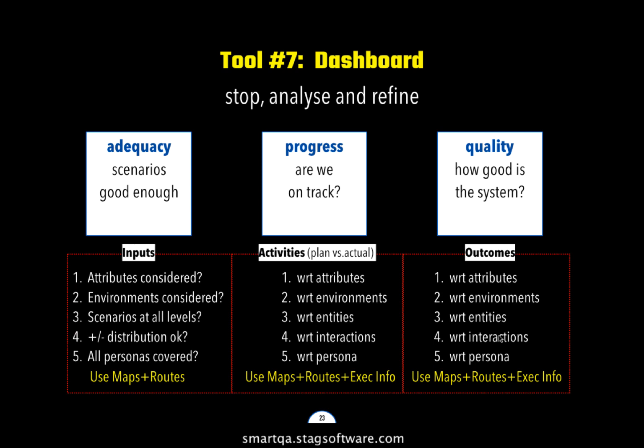Same stuff. So we are trying to evaluate the outcome from how well are the attributes satisfied, how well does it work on various environments, how good are these entities in terms of cleanliness, and so on and so forth. So you see, I'm trying to use the same metaphor of the information that we aggregated from maps and routes to find out: are they good enough? Are we doing good enough? Is the outcome good enough? And this is what we do by using the tool called dashboard, by looking for these three broad categories of information so that we analyze and refine.